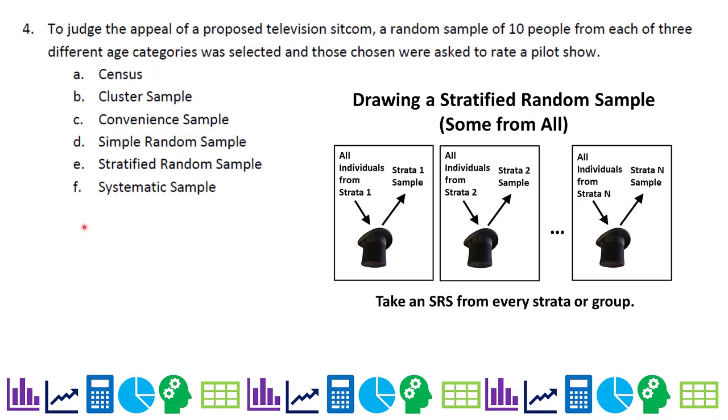Okay, so this is stratified random sampling because you have a hat for one age group, a hat for another age group, and a hat for another age group. Okay, so stratified random sample.